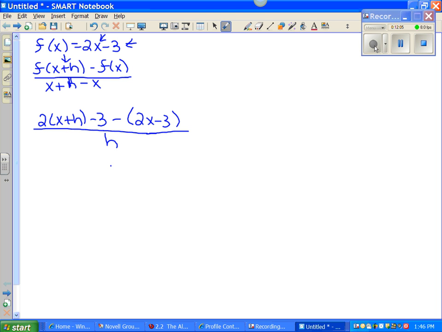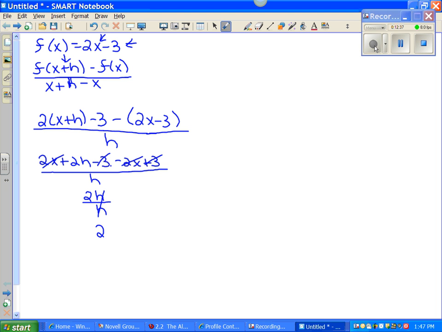Okay, so we're going to distribute: 2x plus 2h minus 3. Now distribute through that negative sign: minus 2x plus 3, all over h. Combine my like terms. Those 2x's cancel and those 3's cancel, and I get 2h over h, which just reduces to 2. Okay? So it's really not that bad if you know what to plug in and then how to do the algebra beyond that.